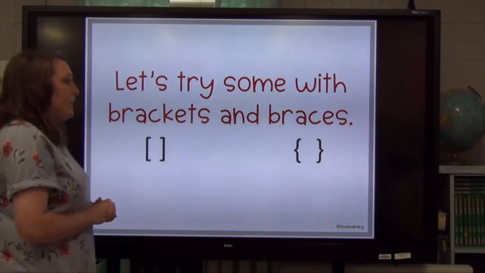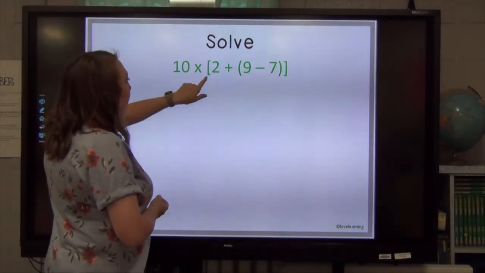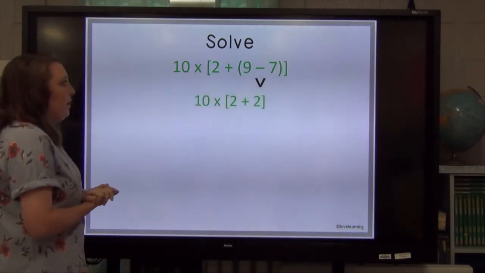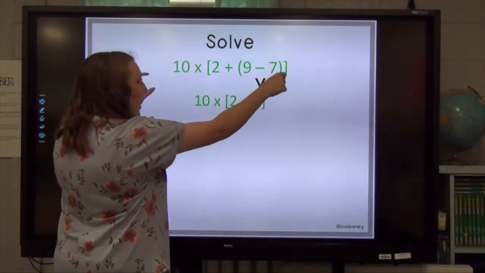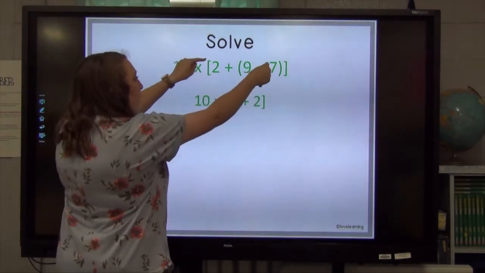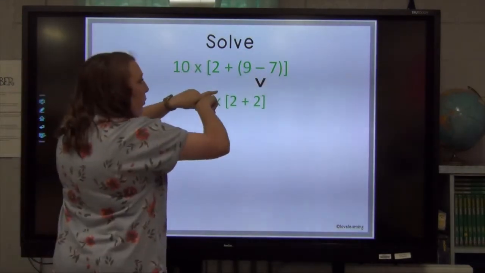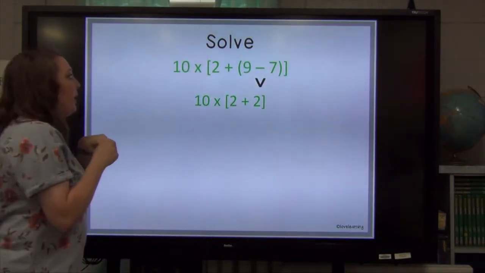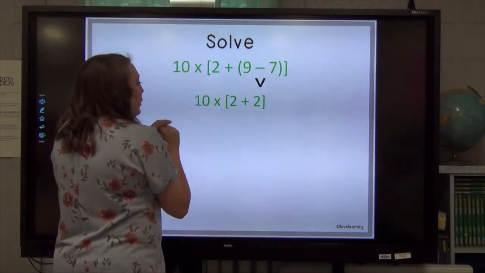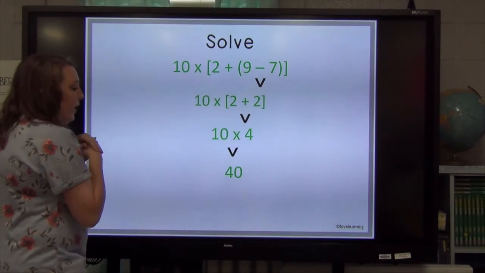Alright, so now let's try some that have the brackets and the braces. Alright, so here in this problem, we have brackets, and on the inside we have parentheses. So the first thing we have to do is work, remember, from the inside out, so we solve what's in the parentheses first. So 9 minus 7 is 2. Now if you'll look, they still brought down the brackets and the 2, because remember, you did not get rid of the brackets. You didn't do everything that's in the brackets, okay? So now we do what's in the brackets. 2 plus 2 is 4. Now that the brackets are gone, we do what's left. So then the answer would be 40.